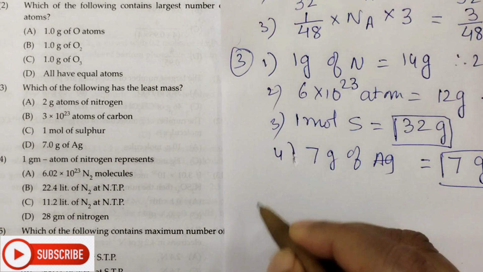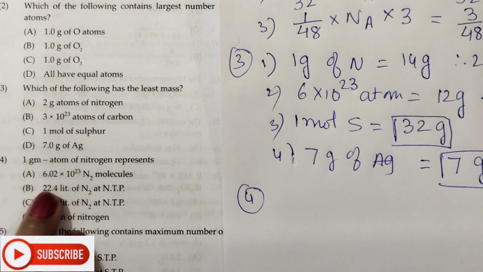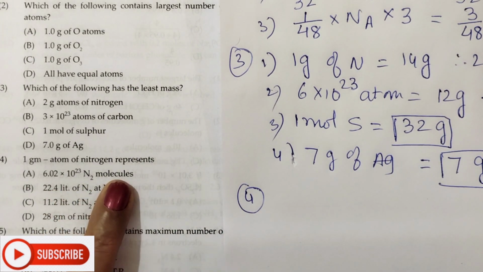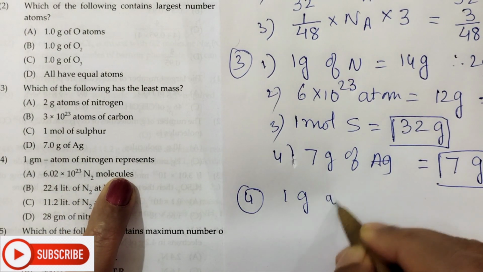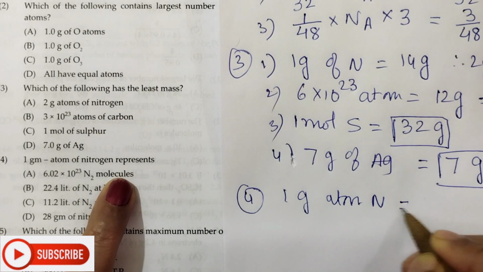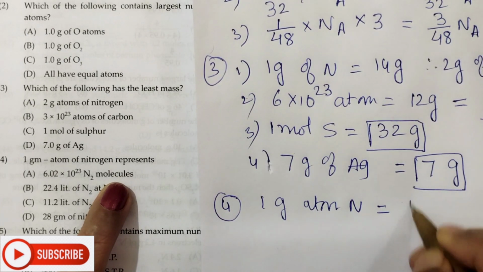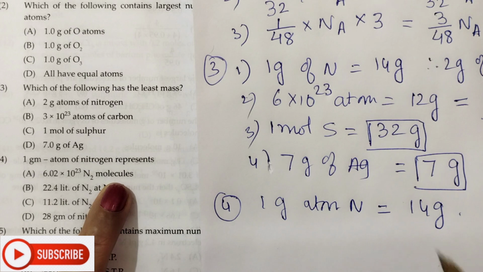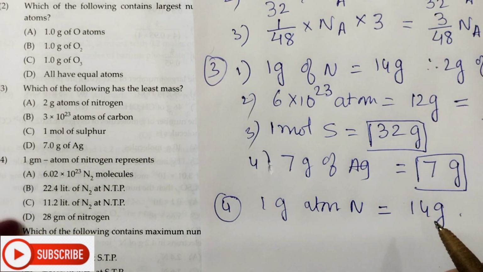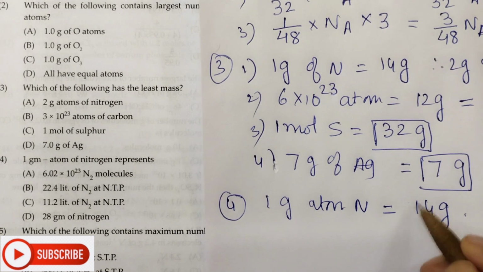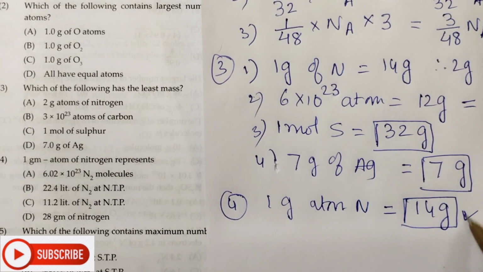See the next question, question number 4. 1 gram atom of nitrogen represents, 1 gram atom of nitrogen means how much, student? Will be equal to 14 gram of nitrogen. Now they want to see which of the following option will be equal to 1 gram atom of nitrogen, means I want 14 gram of nitrogen.